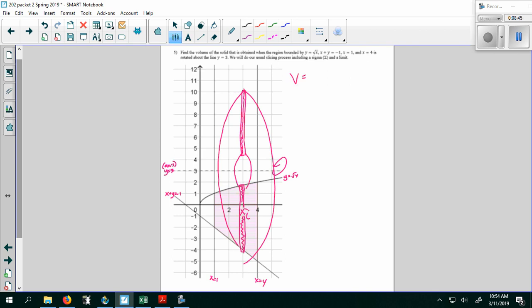And the volume of a washer is pi times the big radius squared minus pi times the little radius squared, all times the thickness, which in this case is delta x, right? If this is x, I drew a little rectangle at an x location. Its thickness is delta x. All right, so I need to figure out what is big R and what is little r. So the little r is the distance from 3 to the top of my rectangle, right? So what is that distance?